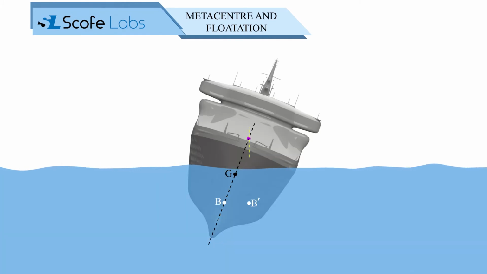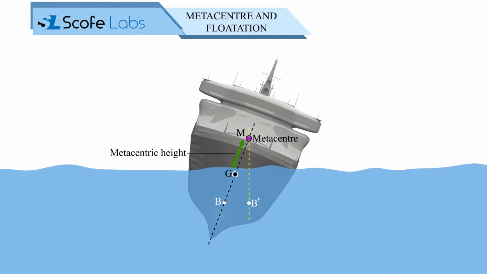The point of intersection of the vertical line through the new center of buoyancy, B', and the center line BG is termed as the metacentre of the body. The distance between the metacentre point and the center of gravity is known as the metacentric height. We can also write metacentric height as GM is equal to BM minus BG.